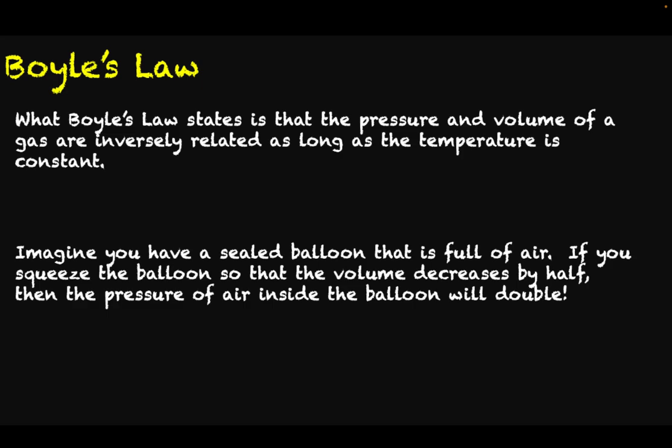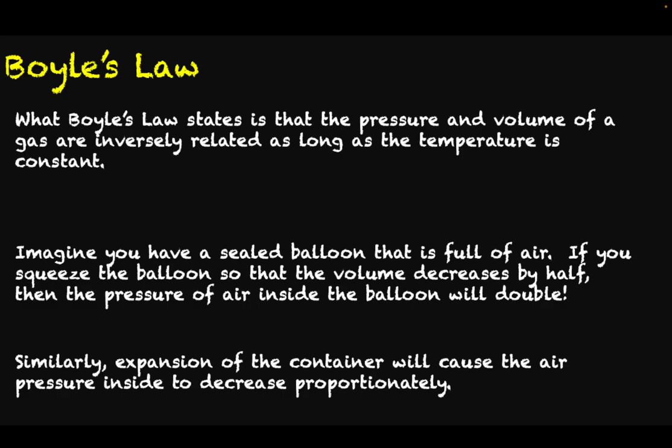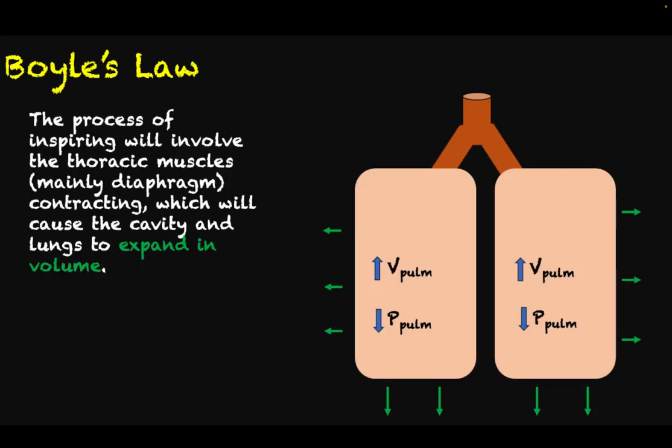So this inverse relationship that we see with Boyle's law says that if you decrease the volume of the container, you are going to increase the air pressure. If you increase the size of the container, the pressure inside is going to decrease. So that is what we mean by an inverse relationship. If one goes up, the other goes down. Similarly, the opposite is going to be true: expansion of the container will cause the air pressure inside to decrease proportionately. So what does this mean for the lungs? Here you can see each of our lungs, and then you can see our bronchi connected to the trachea right here.